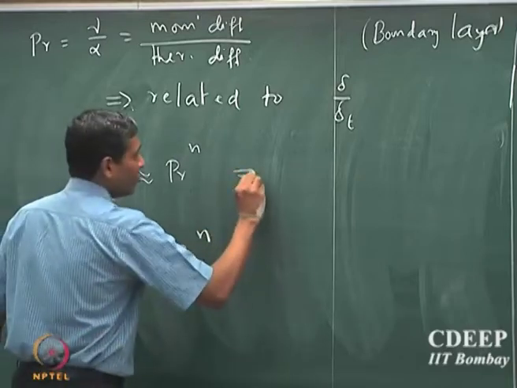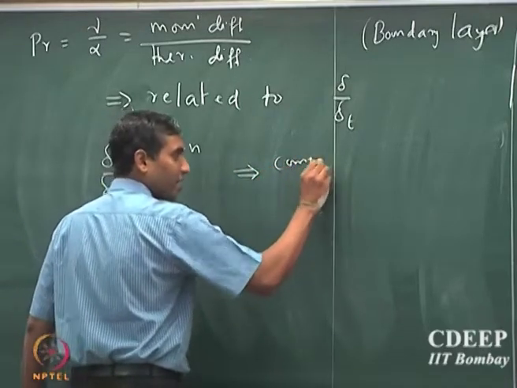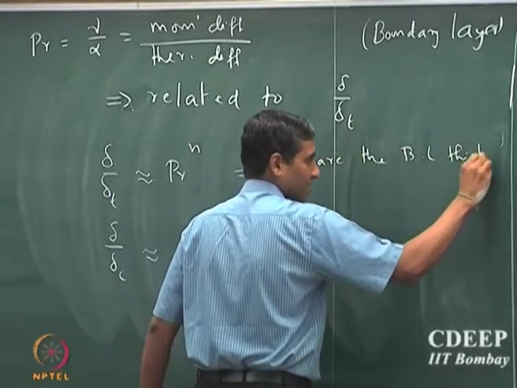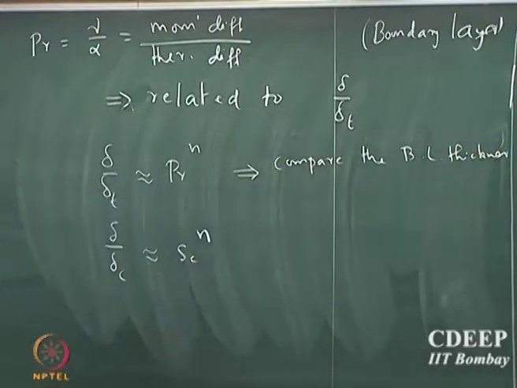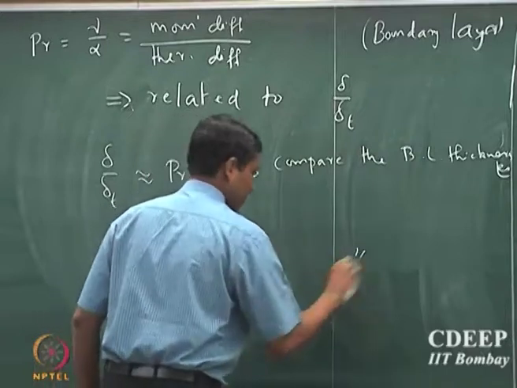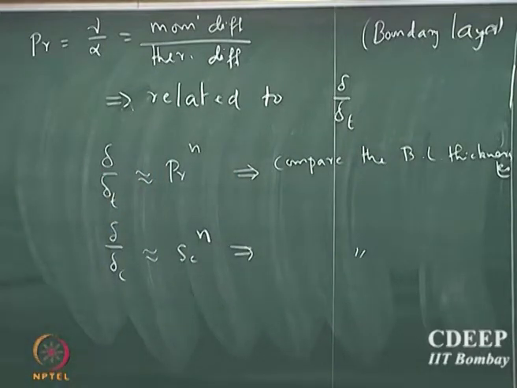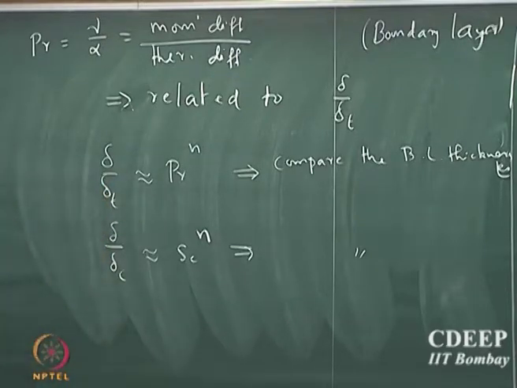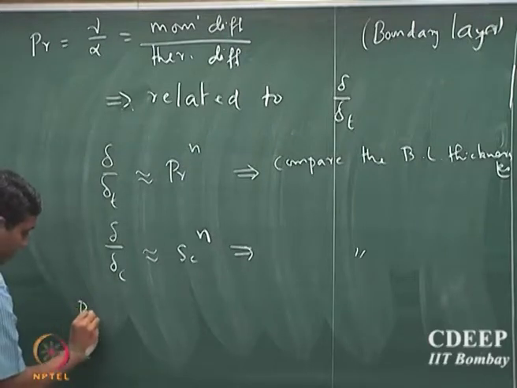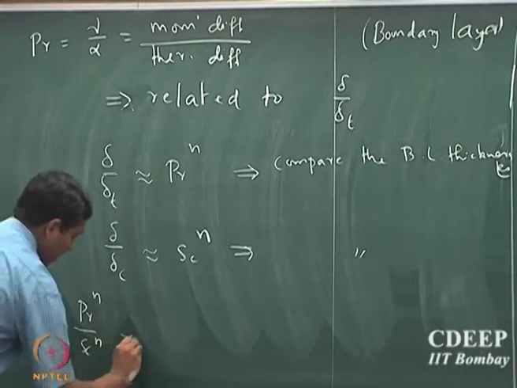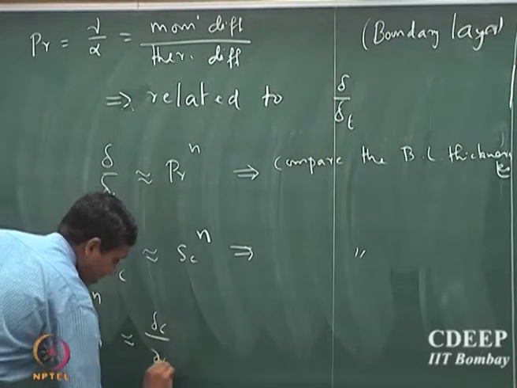So, this also provides a method to compare the boundary layer thicknesses, and same here. So, immediately I could take a ratio of these two. I can say Prandtl number to the power of n, Schmidt number to the power of n. So, that goes as delta C by delta T.